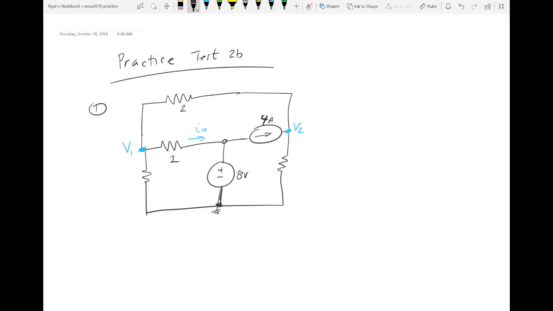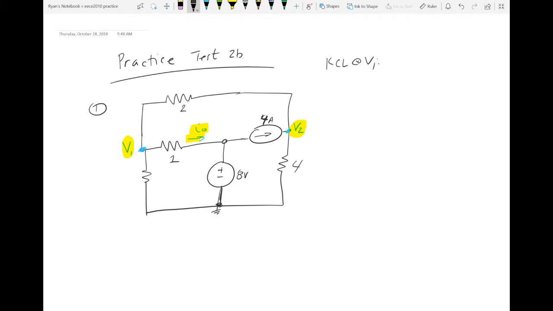In preparation for the exam on Monday, I told you guys I would go through the practice here. So I missed this one, it's a form. This is practice test 2B, problem 1, and this asks you to use nodal analysis to find V1, V2, and IO. So just real quick, V1 is right here, V2 is here, and then IO right there. If you write the proper equations, you're going to write a Kirchhoff's current law equation at each of these.